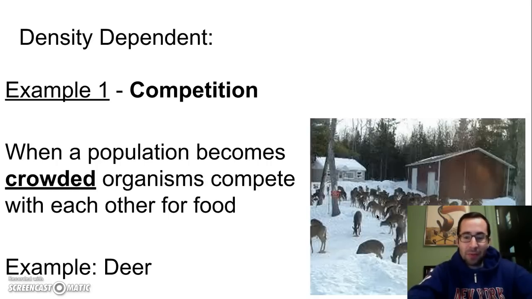Deer is a great example because the deer population, especially around the Northeast and in places like Long Island, and even parts of New York City, believe it or not, are being inundated with deer because there are no predators there to reduce the population. So the deer population is really out of control in some places, and this causes some problems that we'll talk about later on in the video.